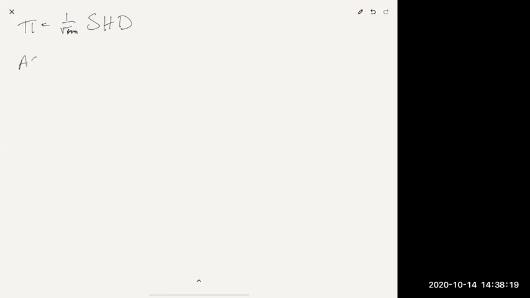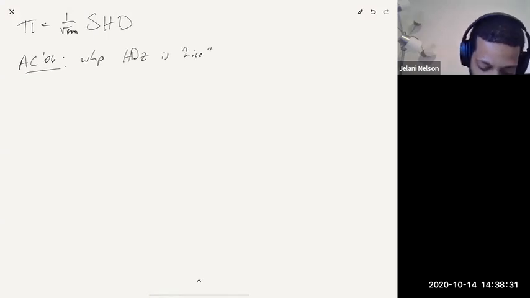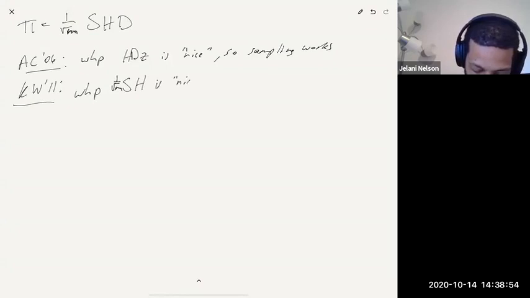So the AC paper, basically the argument is that with high probability, HDZ is nice, meaning well spread, so sampling works. The KW analysis looks at it differently. It puts the parentheses somewhere else. It says with high probability, S, 1 over root m, SH is nice. So putting in the D gives JL.